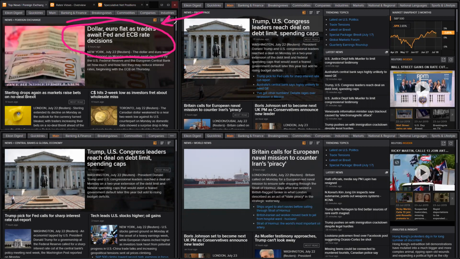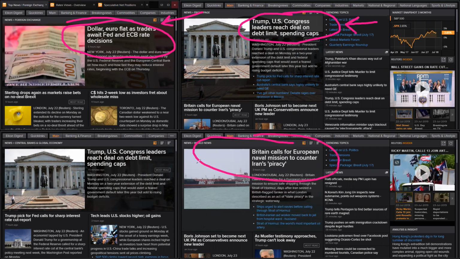I'm expecting something, well, extremely dovish from the ECB. I wouldn't be surprised to see some sort of new QE to try and get things moving. Whether they do that ahead of Brexit or not, well, who knows? But the rest of it, you've got Trump dealing with the debt limit. I mean, that thing just will not go away. Britain calling for European naval mission to counter Iran's piracy.